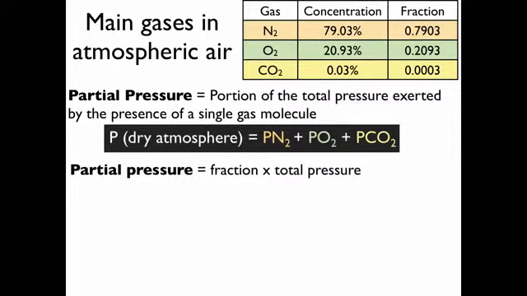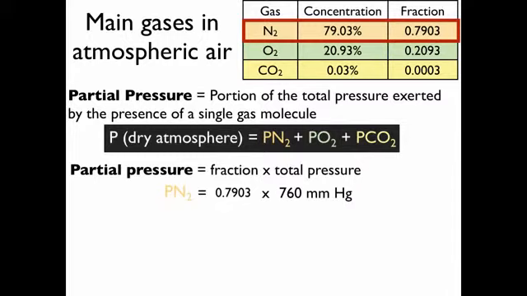We're going to now calculate each of these pressures. To find out the partial pressure, we take the fraction, so the percentage of that gas that makes up the air, and multiply it by the total pressure. So for example, let's find out the partial pressure of nitrogen. If we take its fraction, which is 79%, and multiply it by the total atmospheric pressure at sea level, we're going to find out that the partial pressure of nitrogen is 600.6 millimeters of mercury. So that's its contribution to the total pressure.